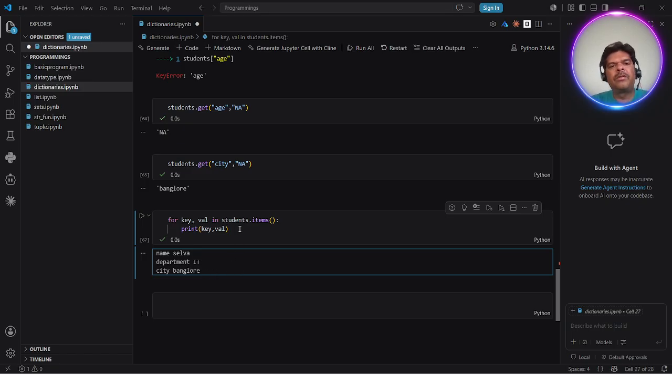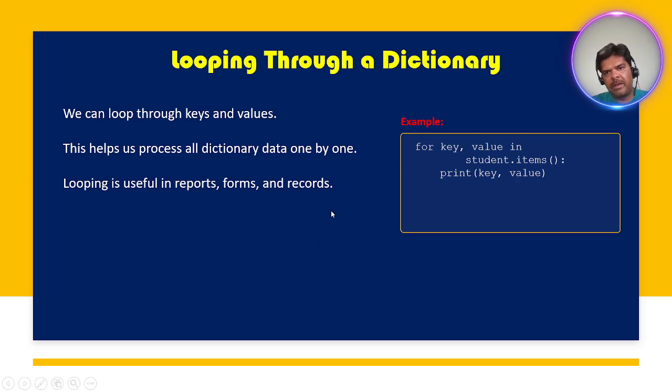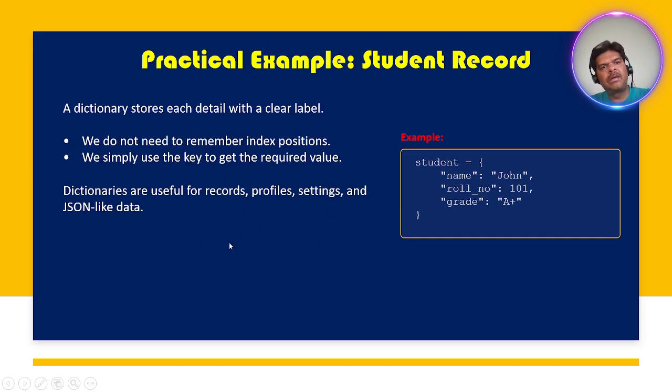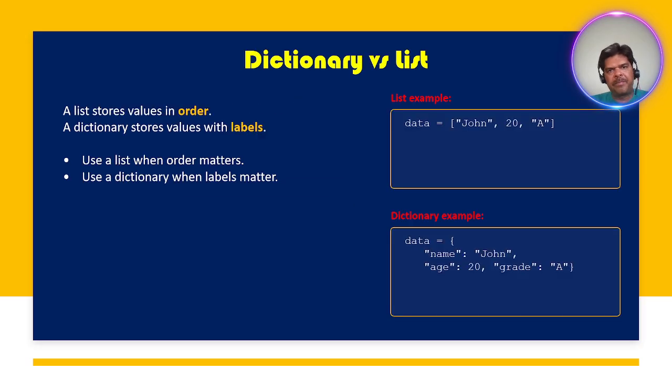So using the looping concept, we can extract all the values from the dictionary. If you are going to store student information, you can store it like this. That's a real-time example: student name, roll number, grade. So we don't need to remember the index value. We can just use the key name, then you can get it. Suppose you want to get the roll number or grade, we can use the key instead of remembering the index. So dictionaries are useful for records, profile settings, and JSON-like data.